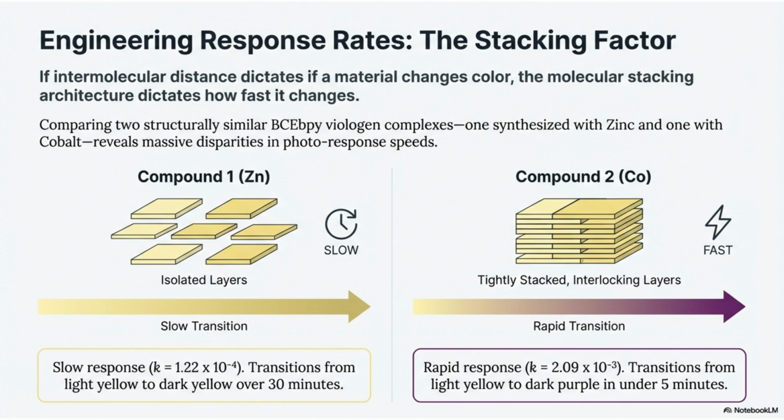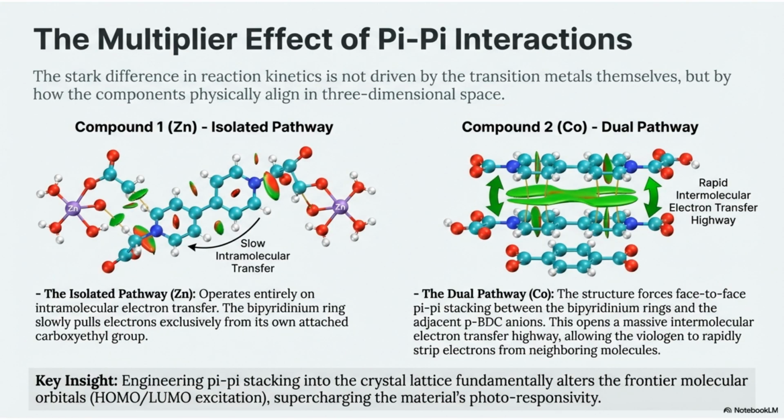Comparing two viologen complexes, one synthesized with zinc and the other with cobalt, shows massive disparities. Isolated layers lead to a slow transition, while tightly stacked layers enable a rapid transition. The difference in reaction kinetics is due to component alignment. The zinc compound operates via slow intramolecular electron transfer. The cobalt compound forces face-to-face pi-pi stacking, creating a massive intermolecular electron transfer highway.